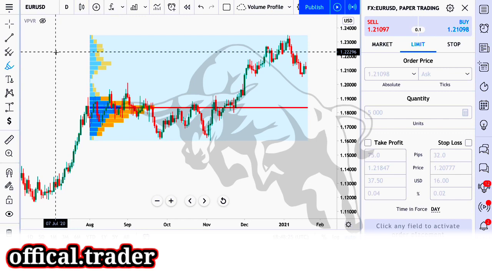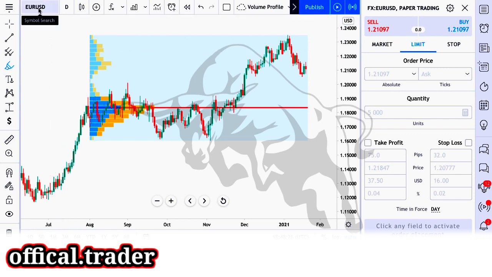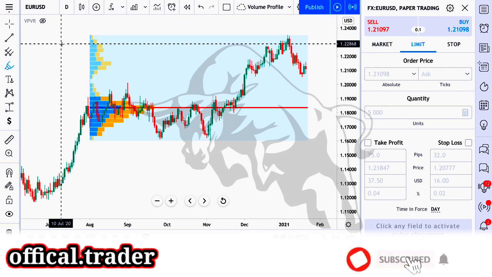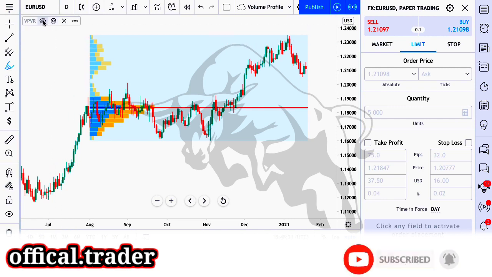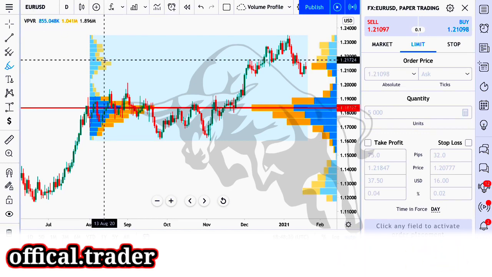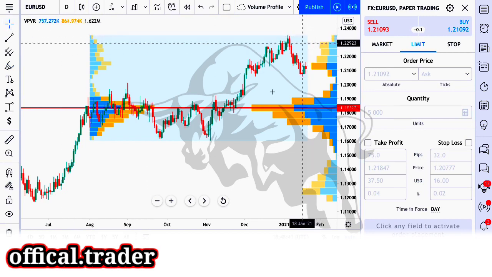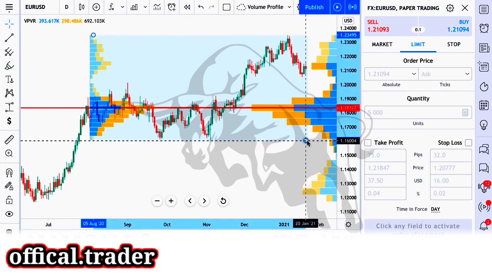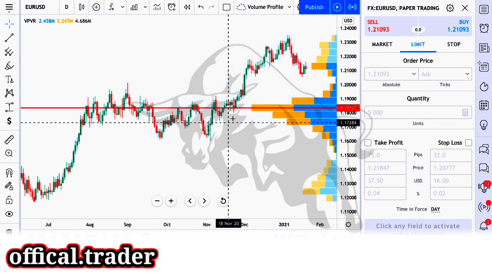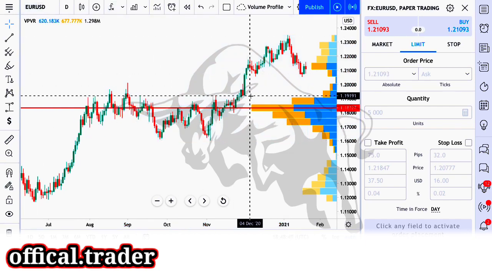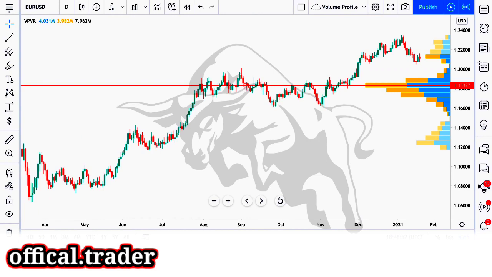So here's the Euro USD. You could use this in Forex, for example. And we don't know many people who do use this in Forex, but it's an opportunity and an option for you to explore. So let's turn on the visible range, and we will hide the volume profile that we've drawn here. Now we have a visible range volume profile. We'll hide our order panel.